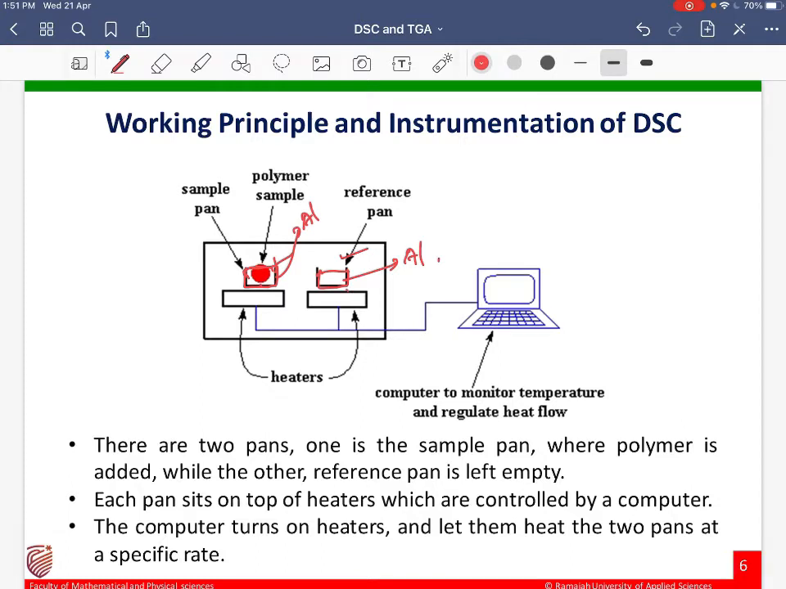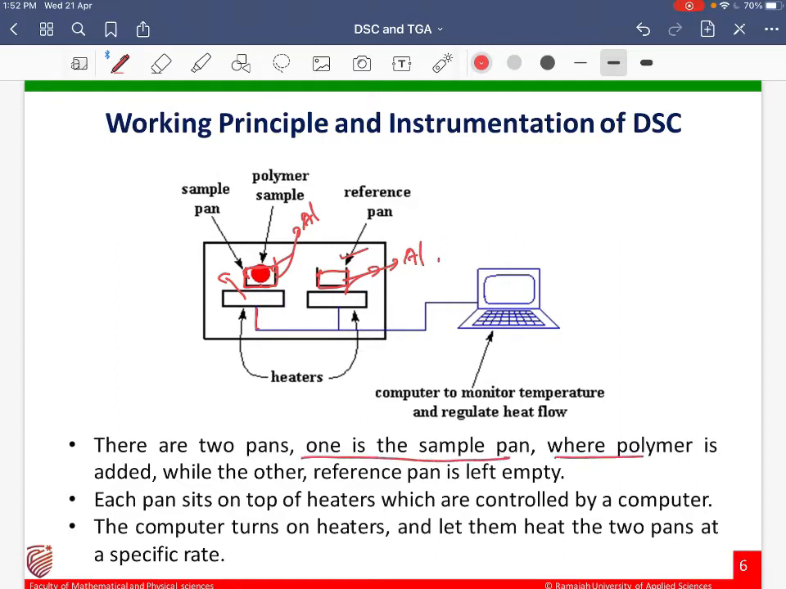Both should be kept in two different furnaces, and the temperatures of both the sample pan and the reference pan should be measured. With the help of a thermocouple, the heat to be given to the sample pan can be maintained or programmed with the help of a computer along with the thermocouple.